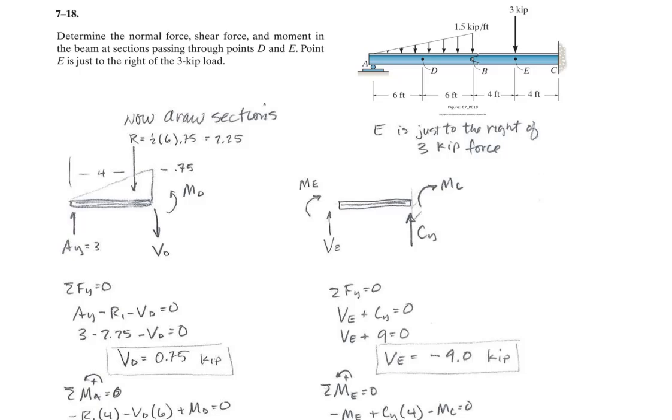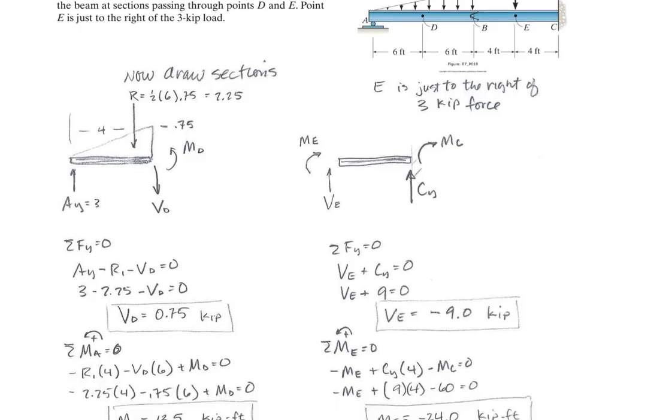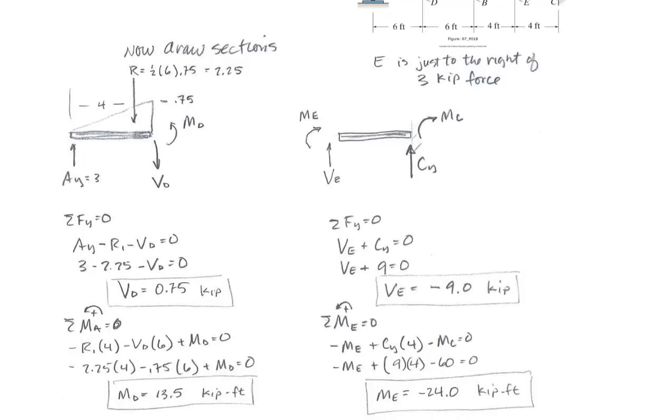Anyway, that's the technique I just wanted to make sure that you understand. Do not include the force here, because then basically you'd be looking at the shear and moment on the right side of the 3 kip force if you did that. And again, you can walk through my analysis and make sure that you understand it. It's like that.